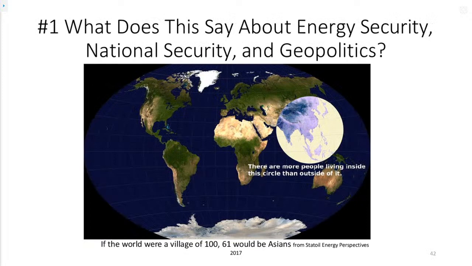For me, the first mark is this chart or slide, excuse me. More people living inside that circle than live outside it. The role of Asia, particularly China and India, in both energy security and national security, not to even mention geopolitics, is absolutely critical, and that's not something that's going to change.